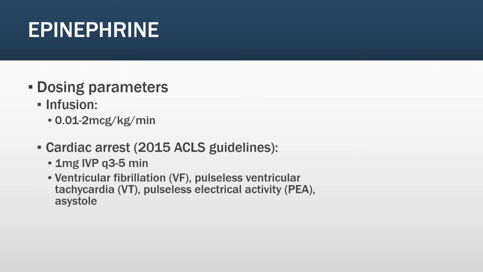Epinephrine can be given as an infusion, titrated to hemodynamic effect, with doses typically between 0.01 to 2 micrograms per kilogram per minute. In the case of cardiac arrest, however, it's given IV push, 1 milligram every 3 to 5 minutes for all pulseless rhythms.